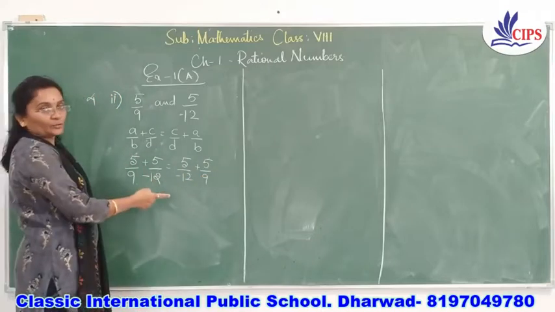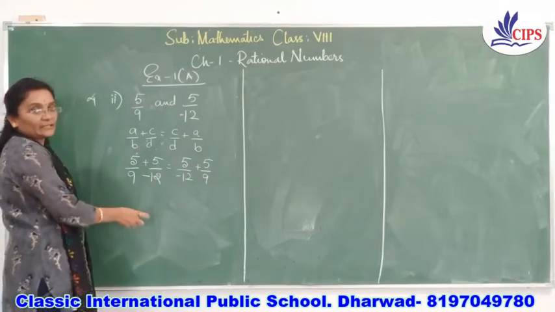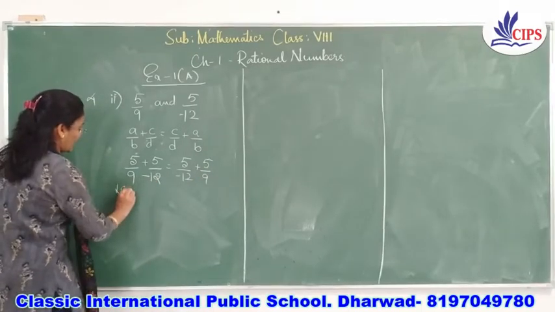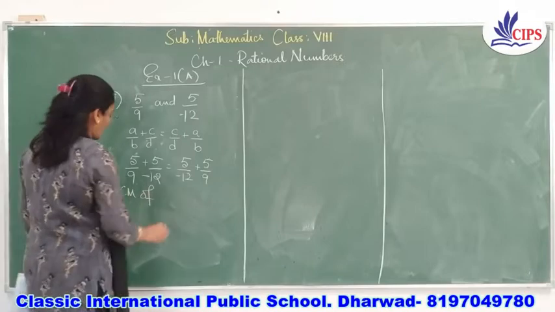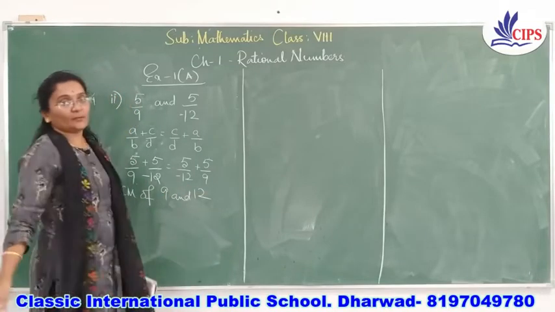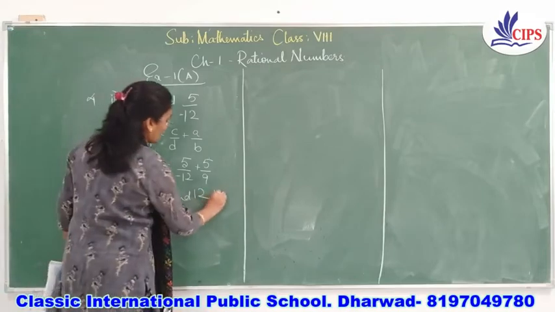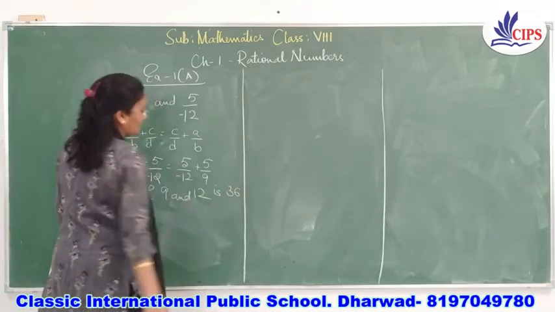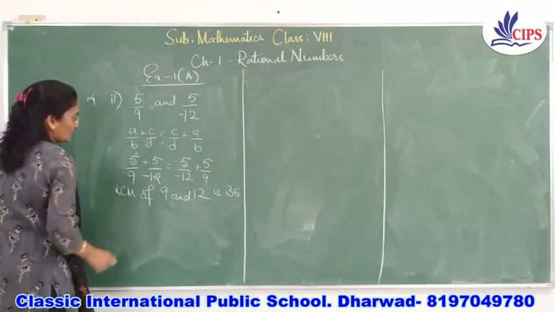Now we have to add them on both the sides. So first I'll go with LHS. So we'll find the LCM of 9 and 12. What's the LCM of 9 and 12? Yes, it's 36. Now we'll solve these.